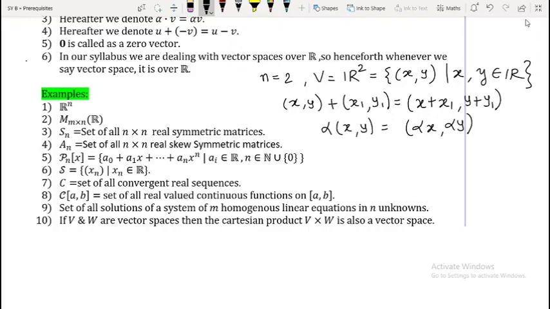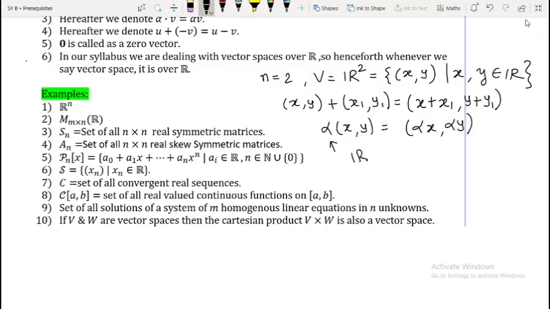So with respect to this addition and scalar multiplication, all the 8 properties will be satisfied, and therefore this R2 is a vector space over R. Why over R? Because this alpha is from R. We are calling this alpha a scalar. Remember that this alpha is from a field in general, but in our syllabus that field is nothing but R. So therefore our scalars are going to be from R only.